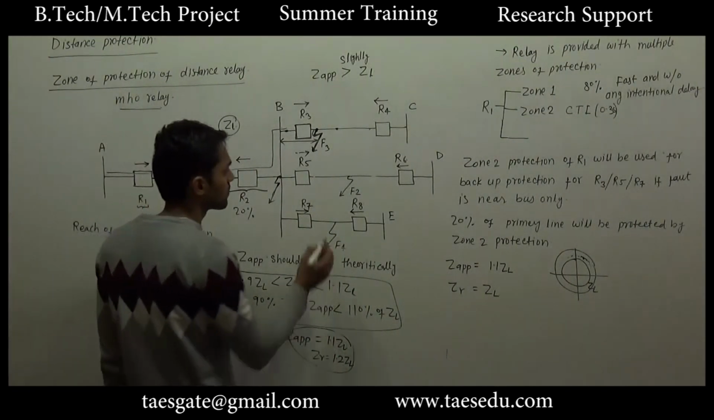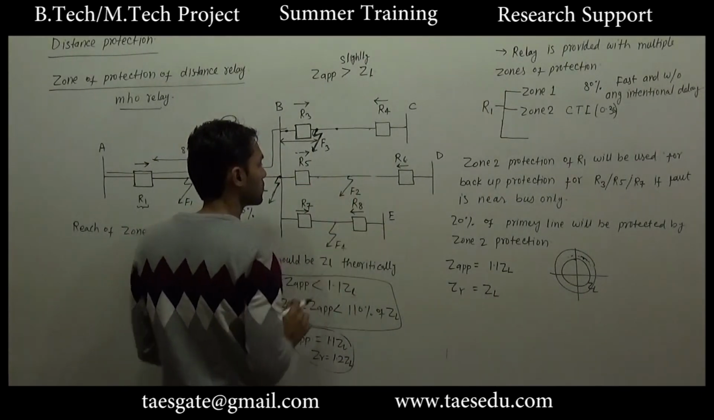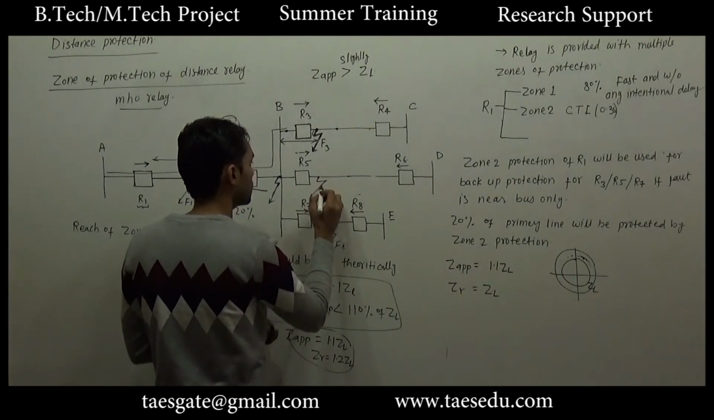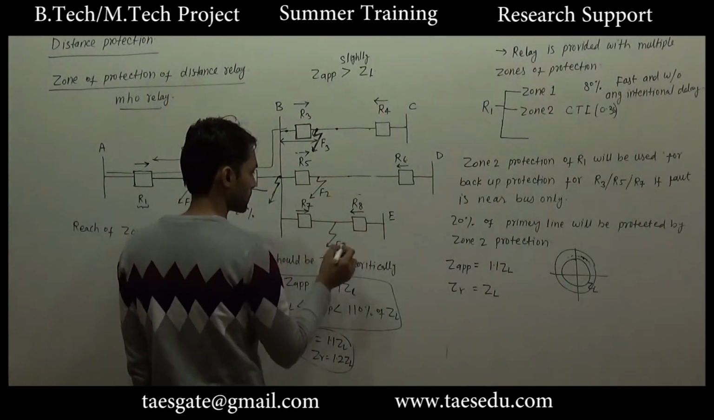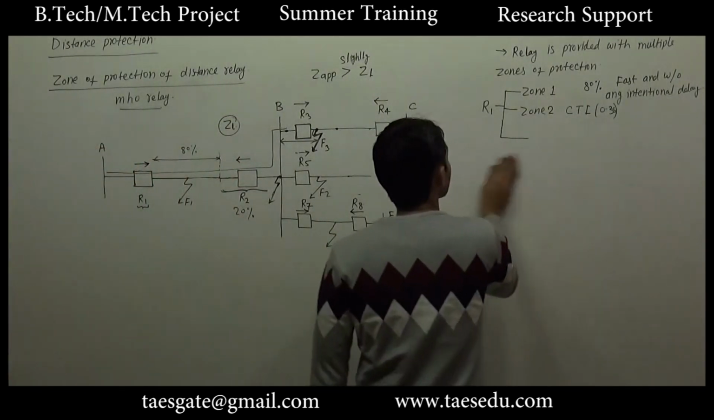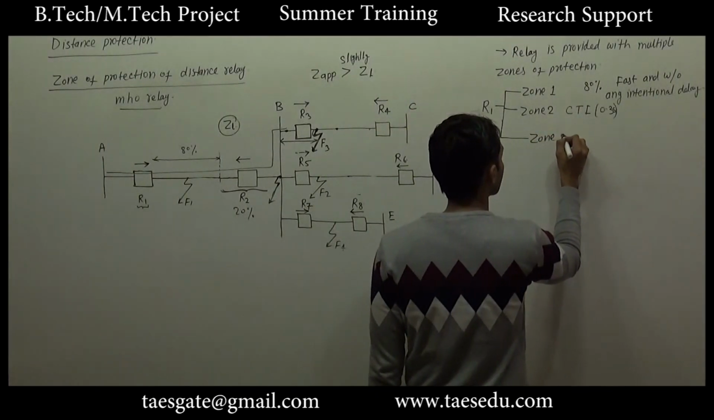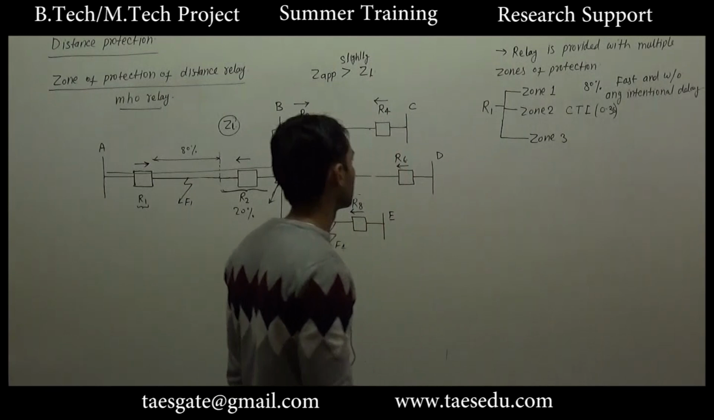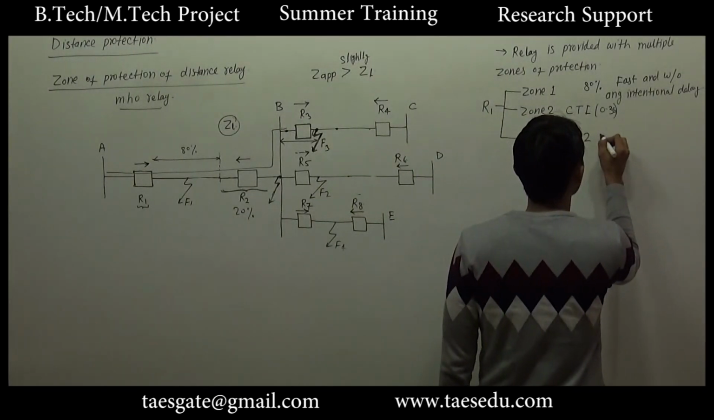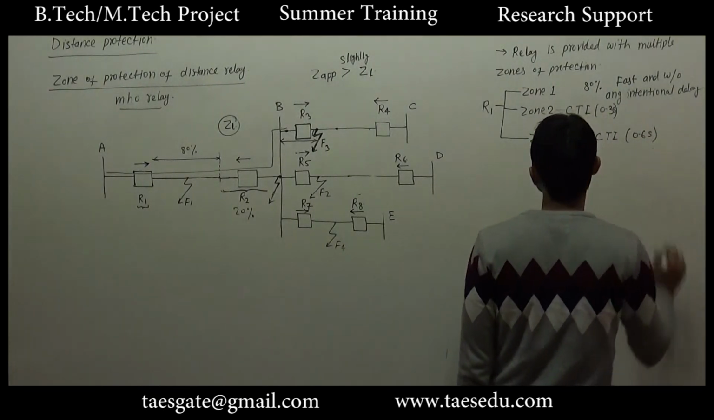And same will happen for fault 2. Let's say a fault 2 is nearby bus, and similarly for fault 4. Now coming to zone 3 protection of relay 1. This will be operated after 2 coordination time interval, that is 0.6 second.